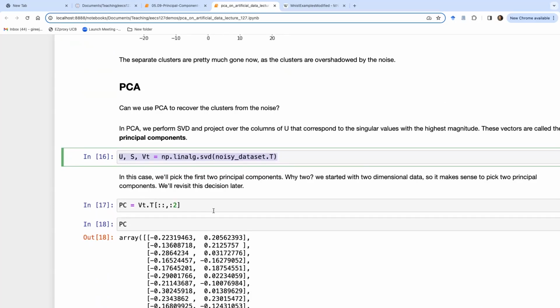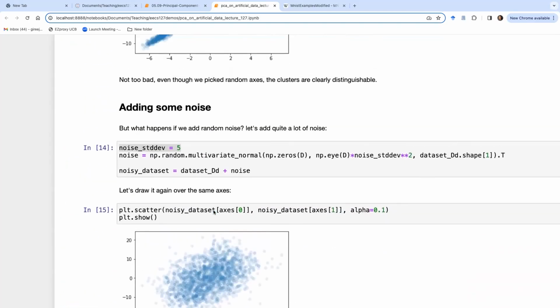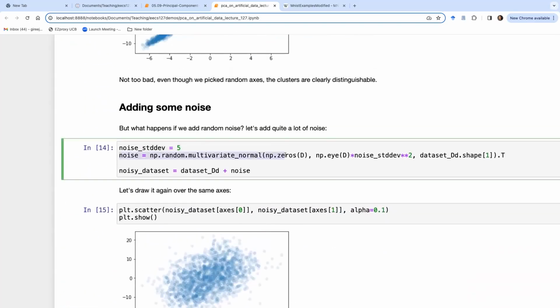But when we add noise, in which dimension do we add that noise? In two dimensions? We added noise in all dimensions. So I added noise everywhere.